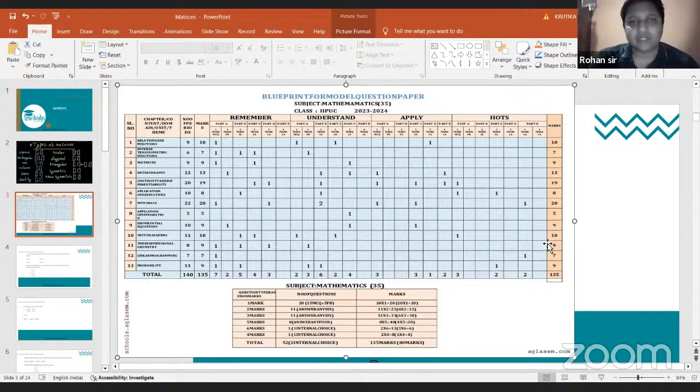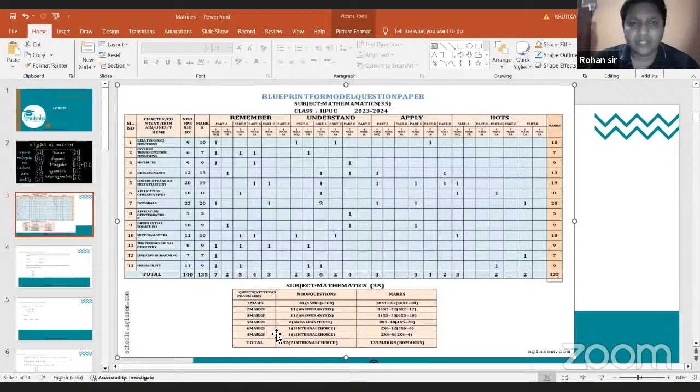Vector algebra 10 marks. Three-dimensional geometry 9 marks. Linear programming 7 marks, and probability 9 marks. Okay, so altogether the question paper will consist of 135 marks. So 135 marks will be there overall. And here the sections are given.